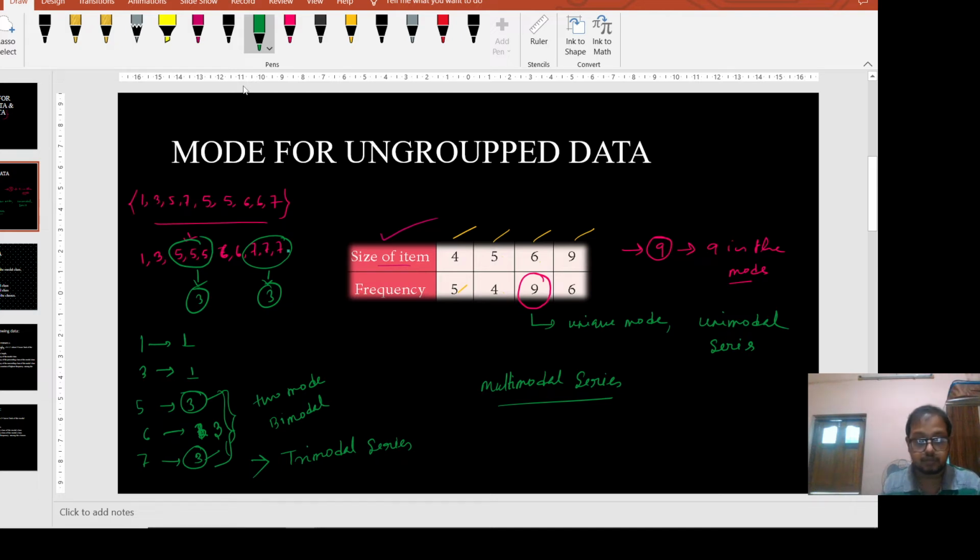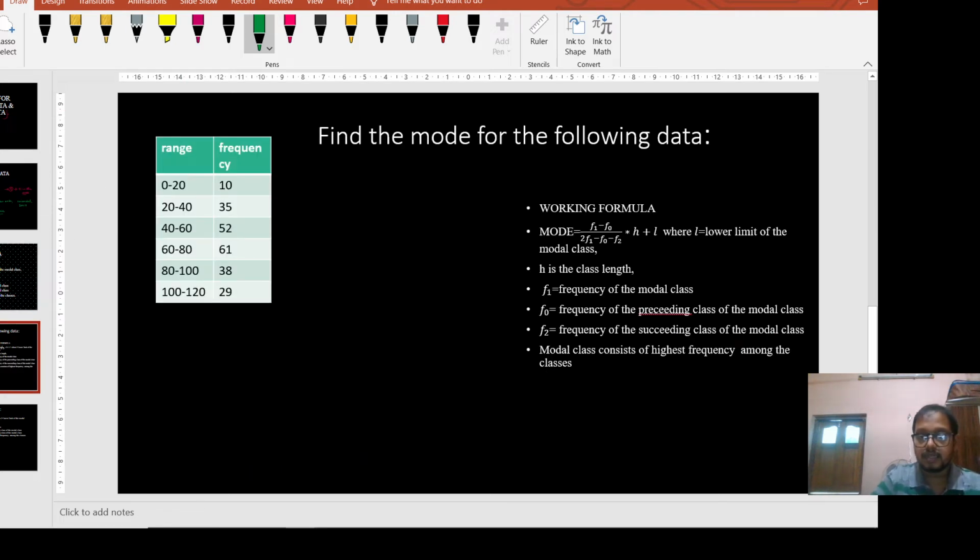Now I am going to show you how to find the mode for grouped data. If you find this type of question, this is also a continuous case, and how can we find the mode for this type of data?